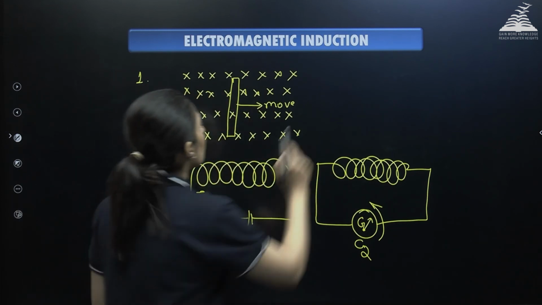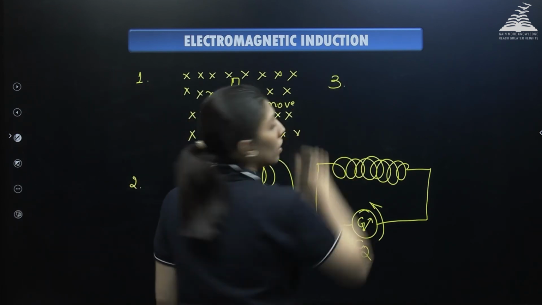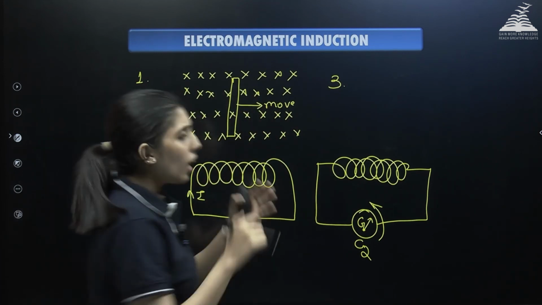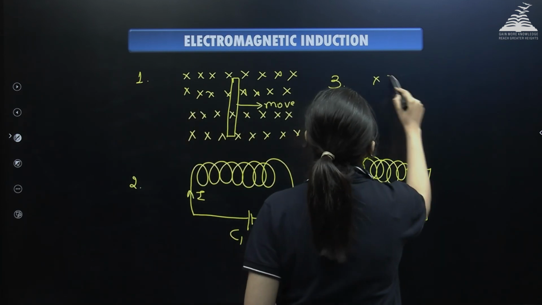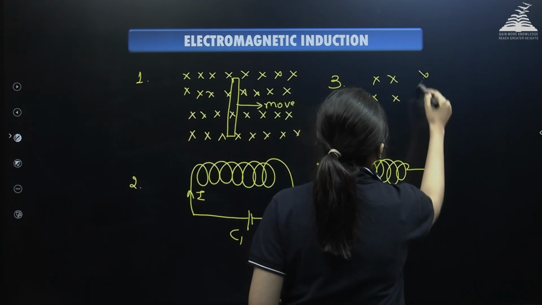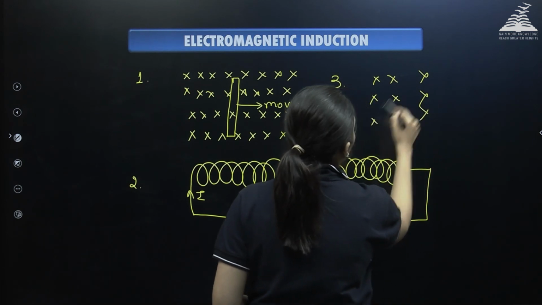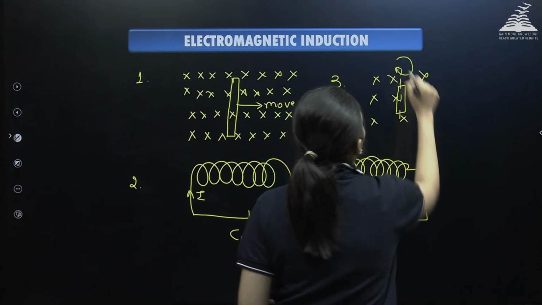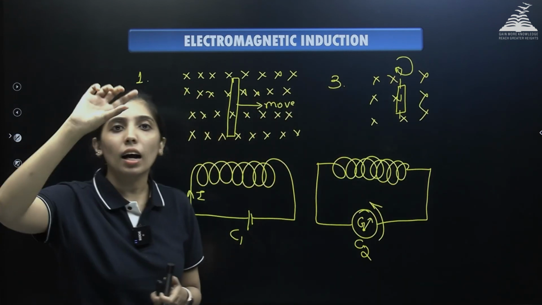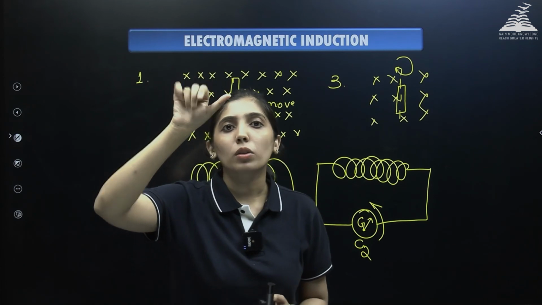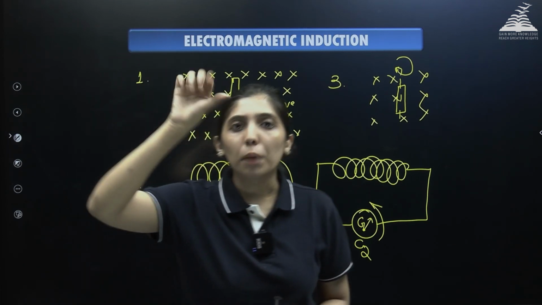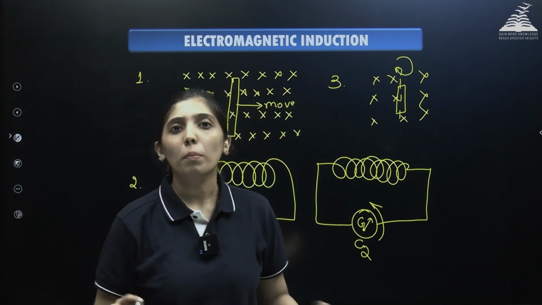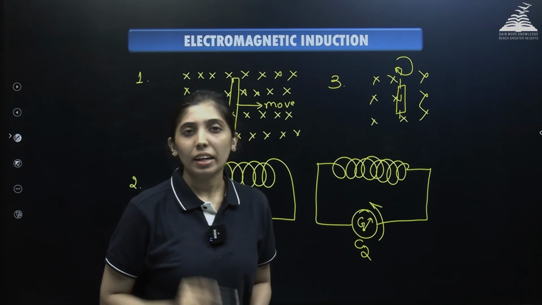And another third way to induce electric current or electromagnetic induction in a conductor, again consider the magnetic field and the conductor. Here, keep rotating it about the axis. Keep rotating the conductor in the magnetic field about its axis. As long as you keep rotating it, there is EMF induced every time, and this phenomenon is known as electromagnetic induction.